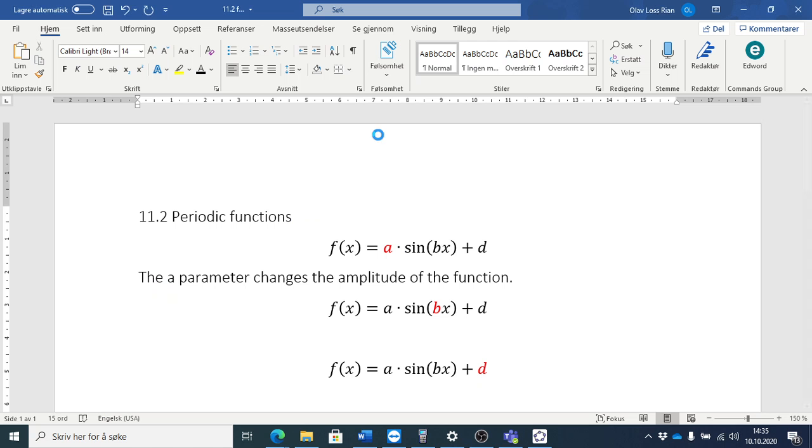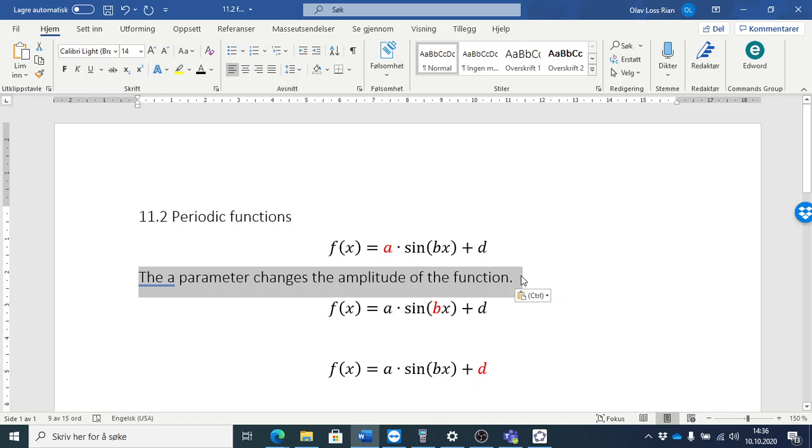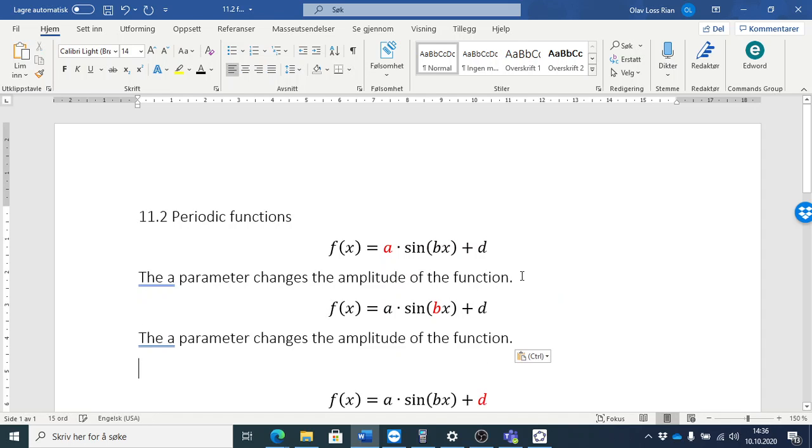So we could write then that the b parameter changes the period length of the function.